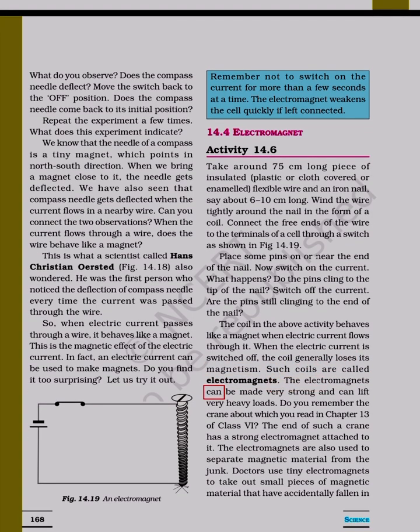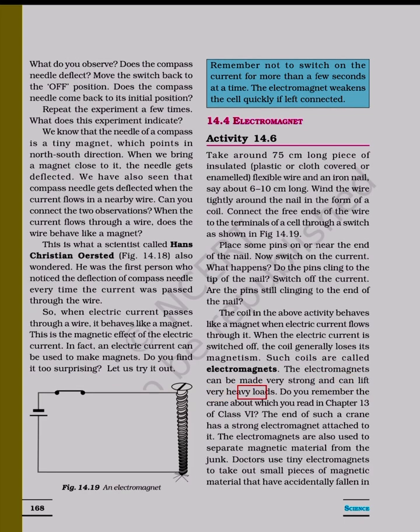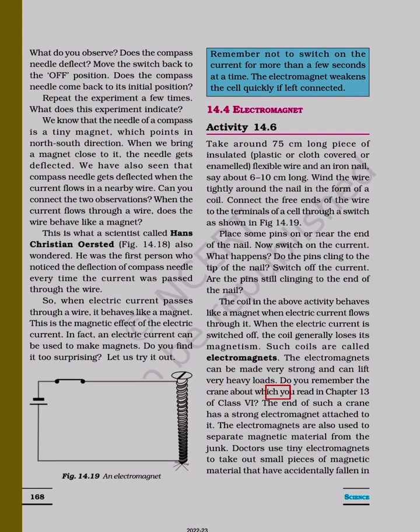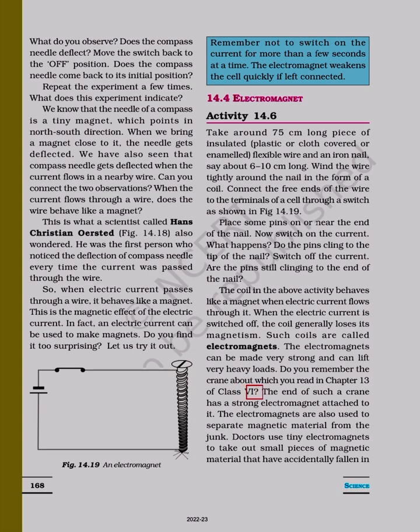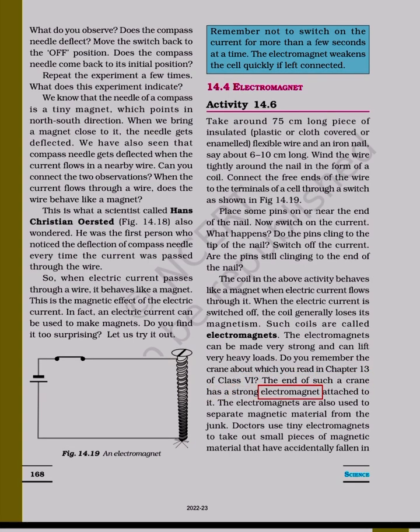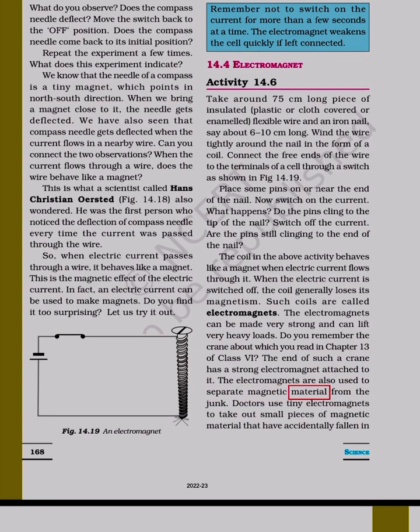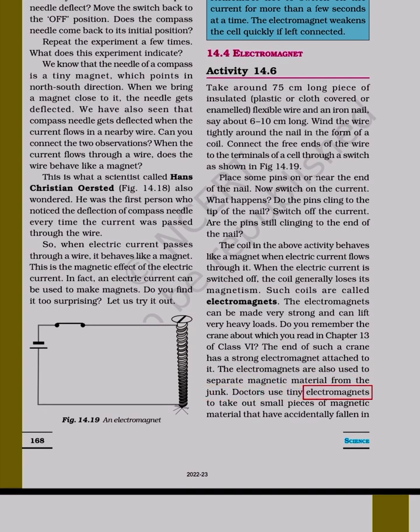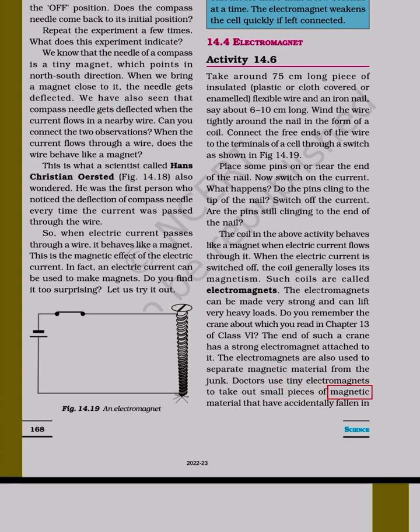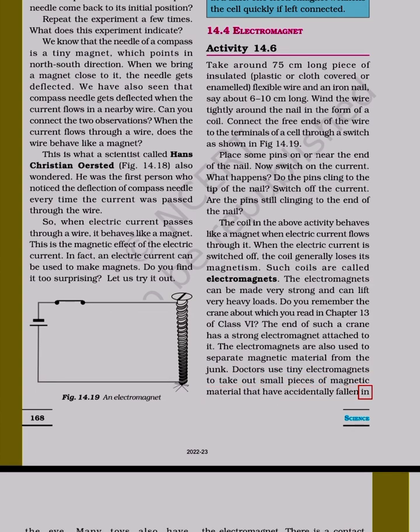The electromagnets can be made very strong and can lift very heavy loads. Do you remember the crane about which you read in chapter 13 of class 6? The end of such a crane has a strong electromagnet attached to it. The electromagnets are also used to separate magnetic material from the junk. Doctors use tiny electromagnets to take out small pieces of magnetic material that have accidentally fallen in.